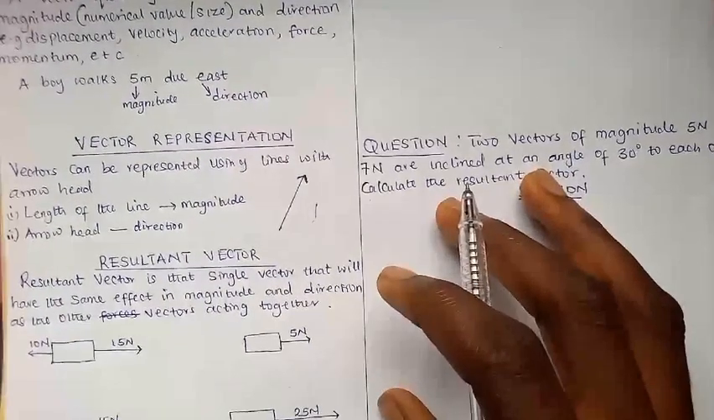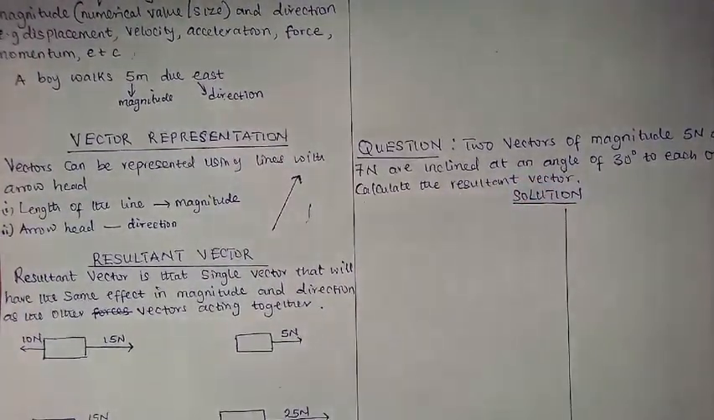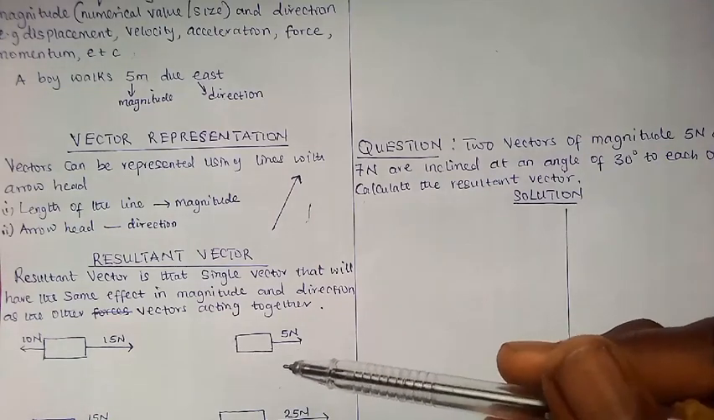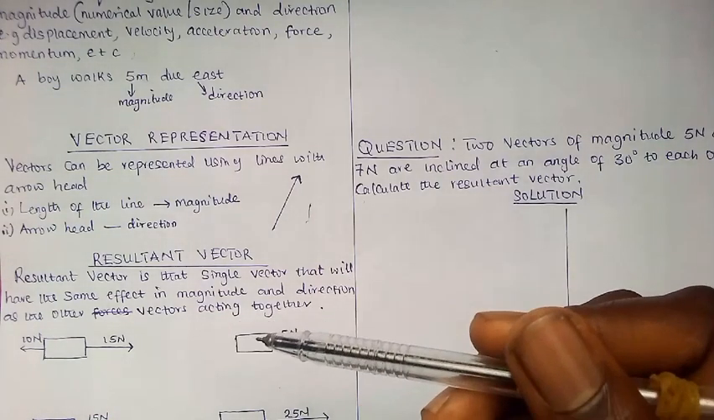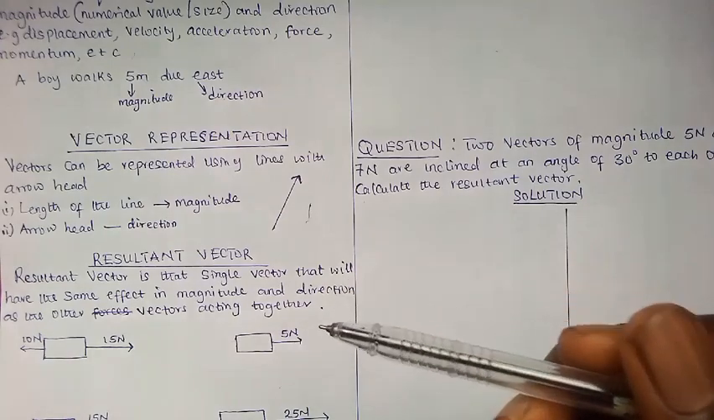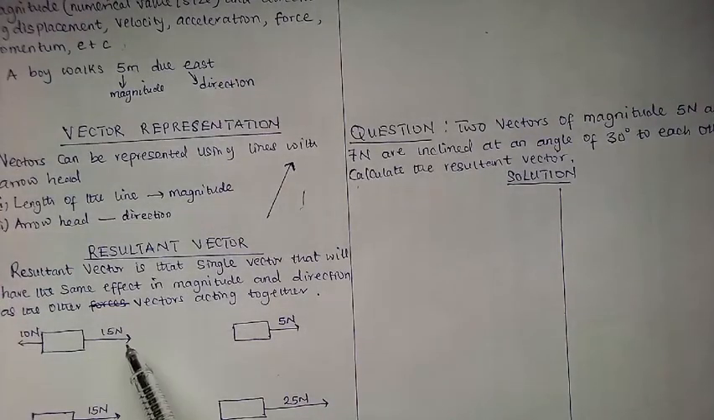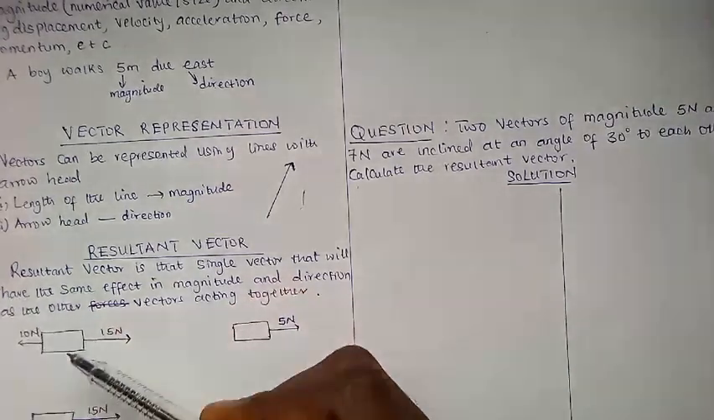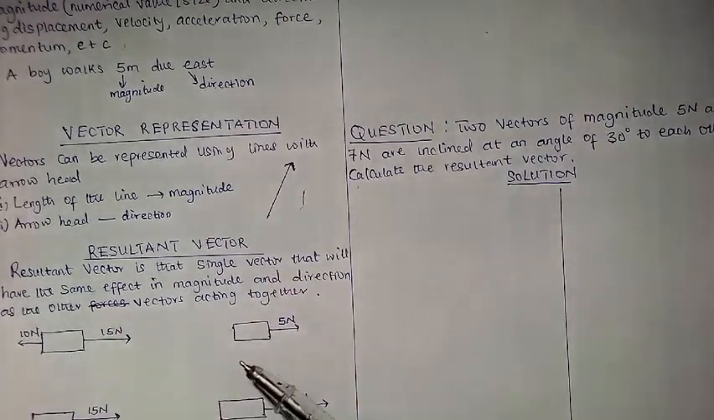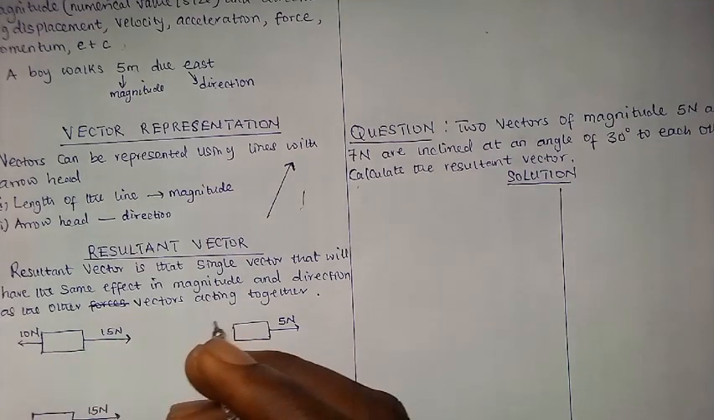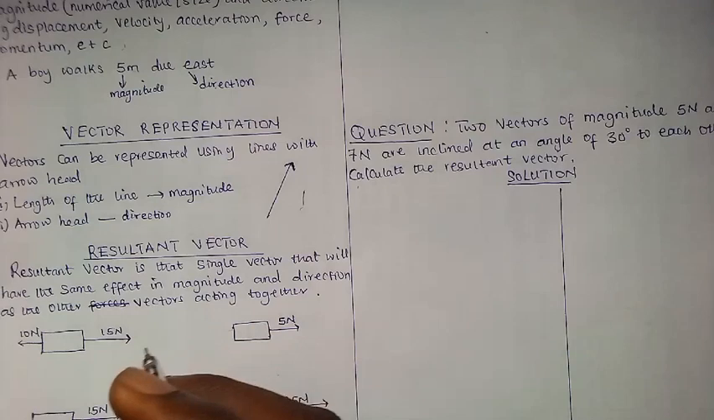Then, moving over to the resultant vector. A resultant vector is that single vector that has the same effect in magnitude and direction as the other vectors acting together. What do we mean by that? Let's take for instance, we have an object being pulled to the right by a force of 15 Newton and it's also pulled to the left by a force of 10 Newton. Of course, we know that this object will move towards the right because the force acting on it from the left hand side is lower.